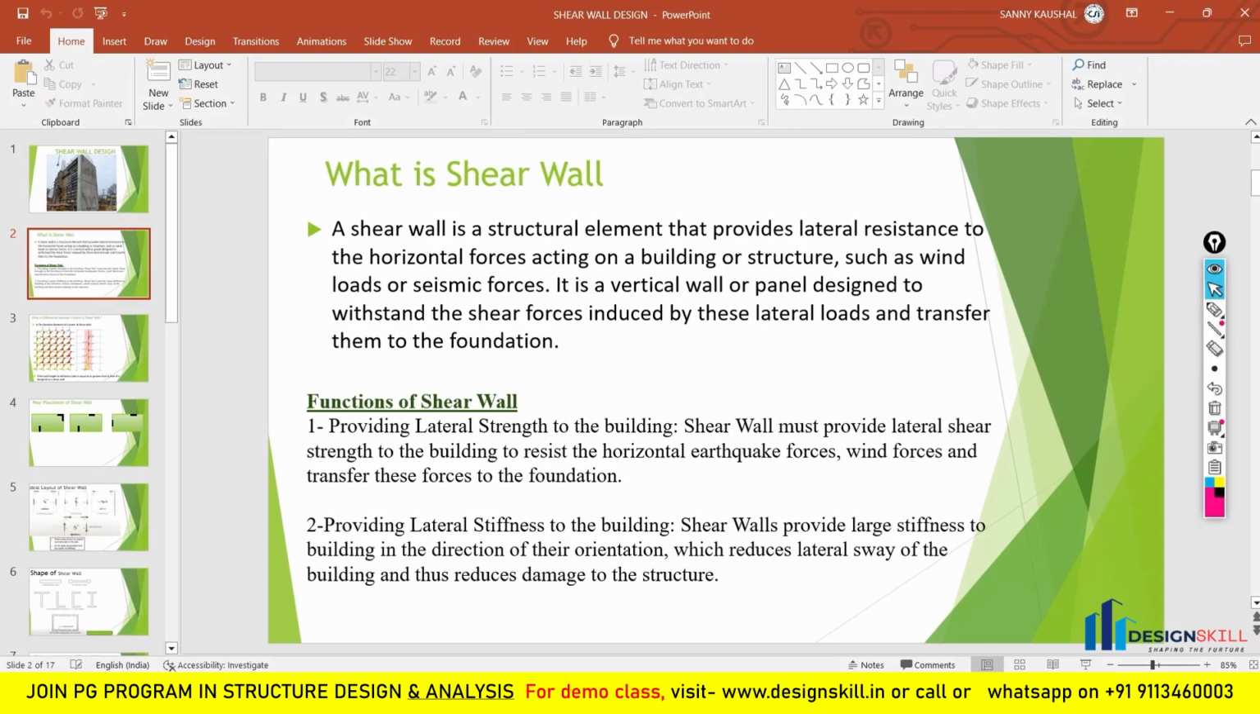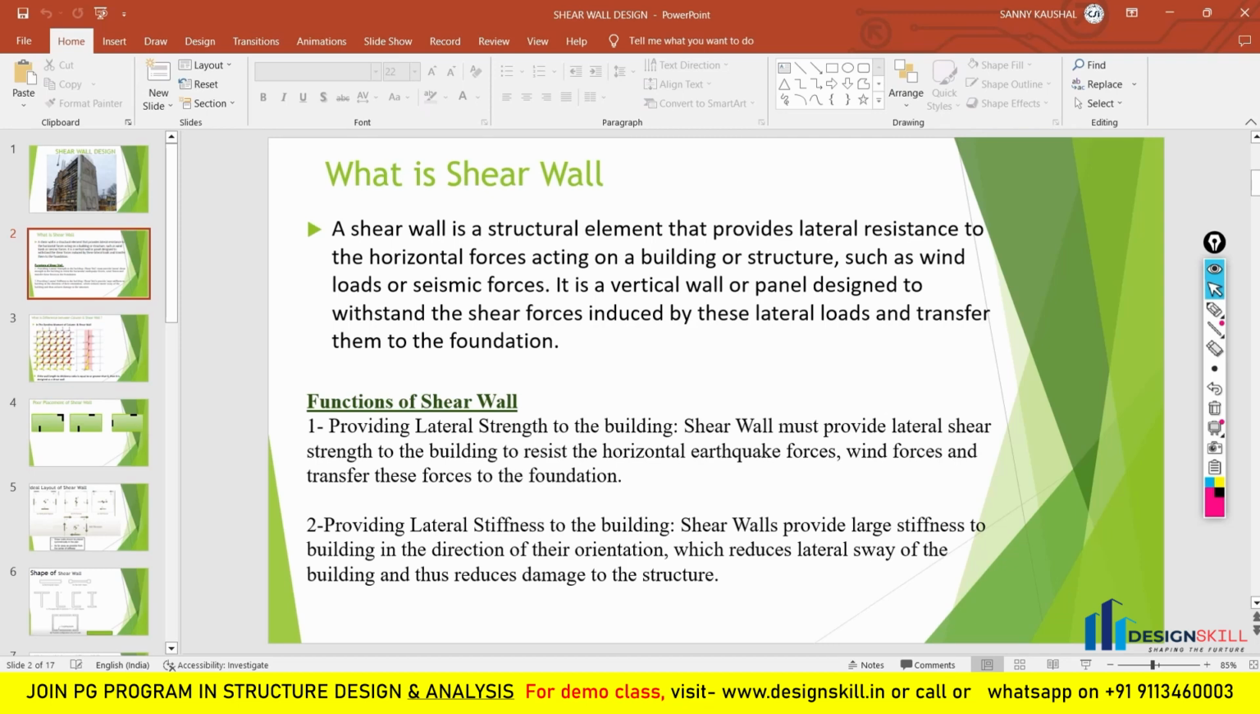In simple meaning, a shear wall is a structural element. Just as your beam and column are structural elements, your shear wall is also a structural element, which is used to resist the lateral forces coming to the building. The lateral forces may be earthquake forces or wind forces. So when these forces come to this building, it is going to resist those forces.